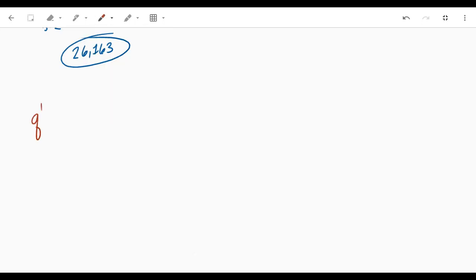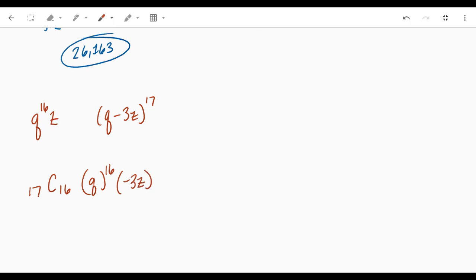Okay, I'll do one more for you. We've got q to the 16z in q minus 3z to the 17. Okay, so again, we'll have 17 choose 16, q to the 16, negative 3z to the 1st.